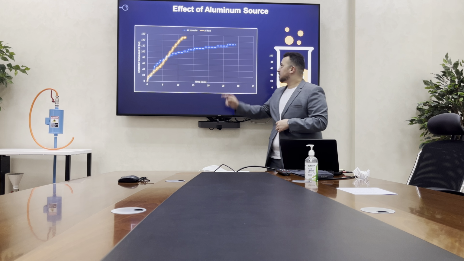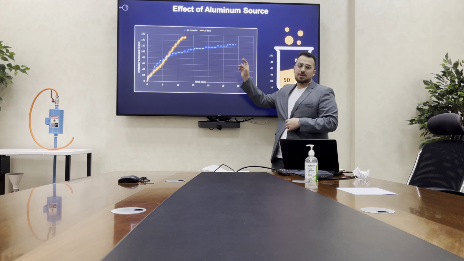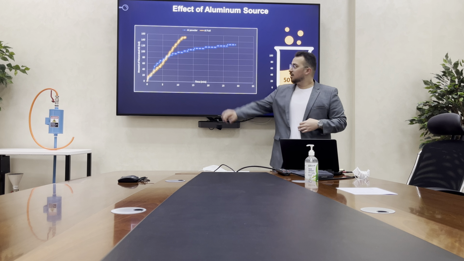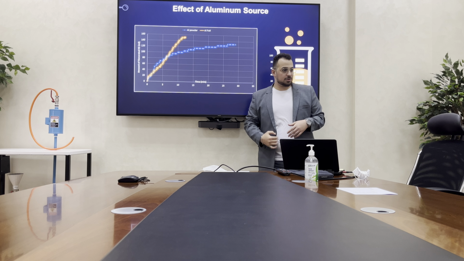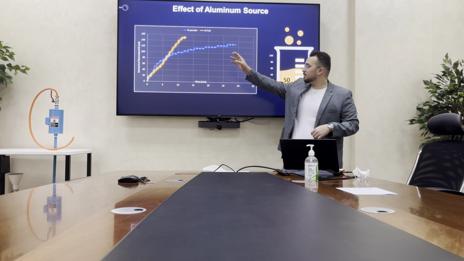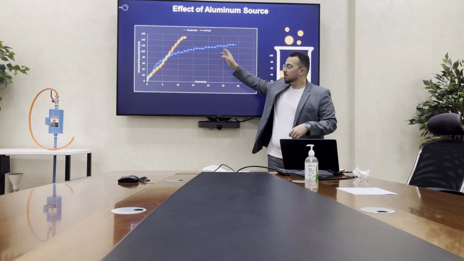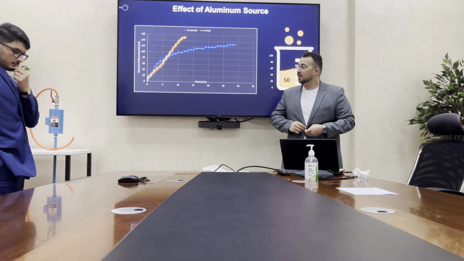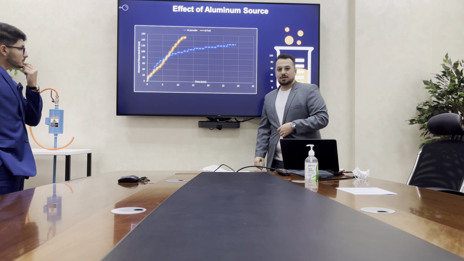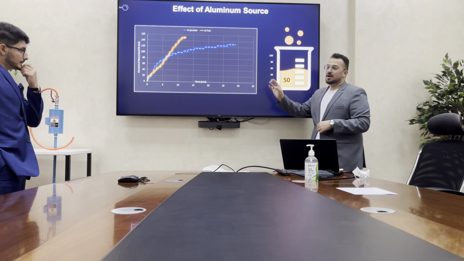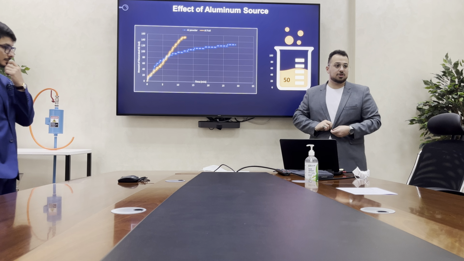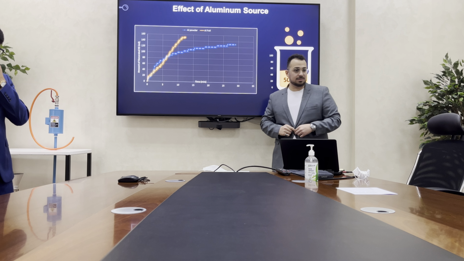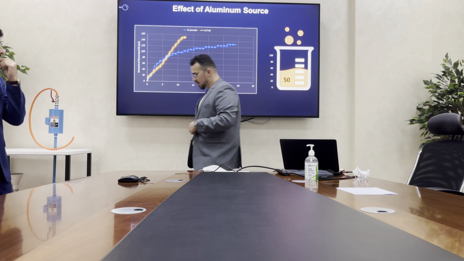The first one is that the aluminum powder has less aluminum mass because it's a mixture between aluminum and magnesium. So the weight of aluminum in aluminum powder is less than in the aluminum foil. So they don't have the same hydrogen generation quantity. And also, it could be that there's a reaction between magnesium and sodium hydroxide, so the concentration of sodium hydroxide reduced, as you can see here.